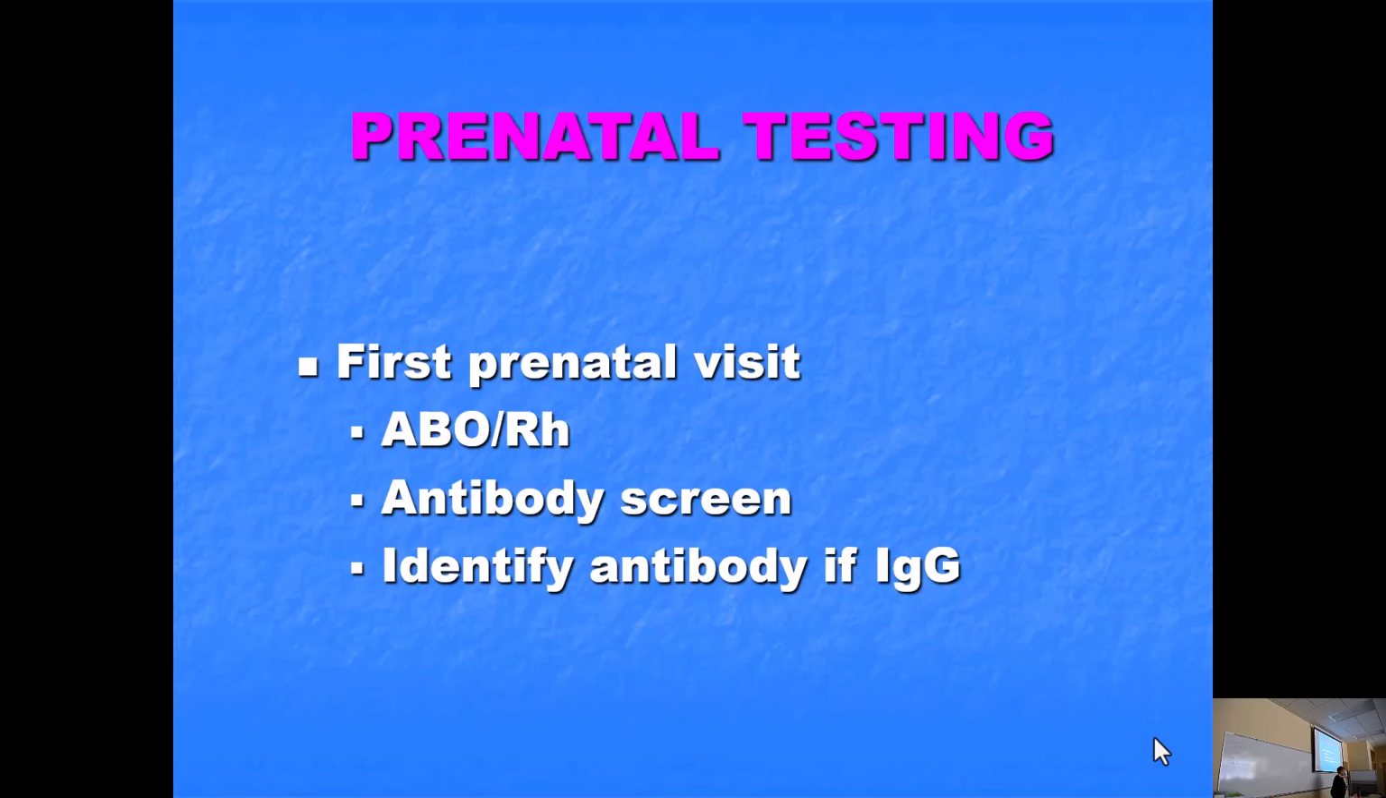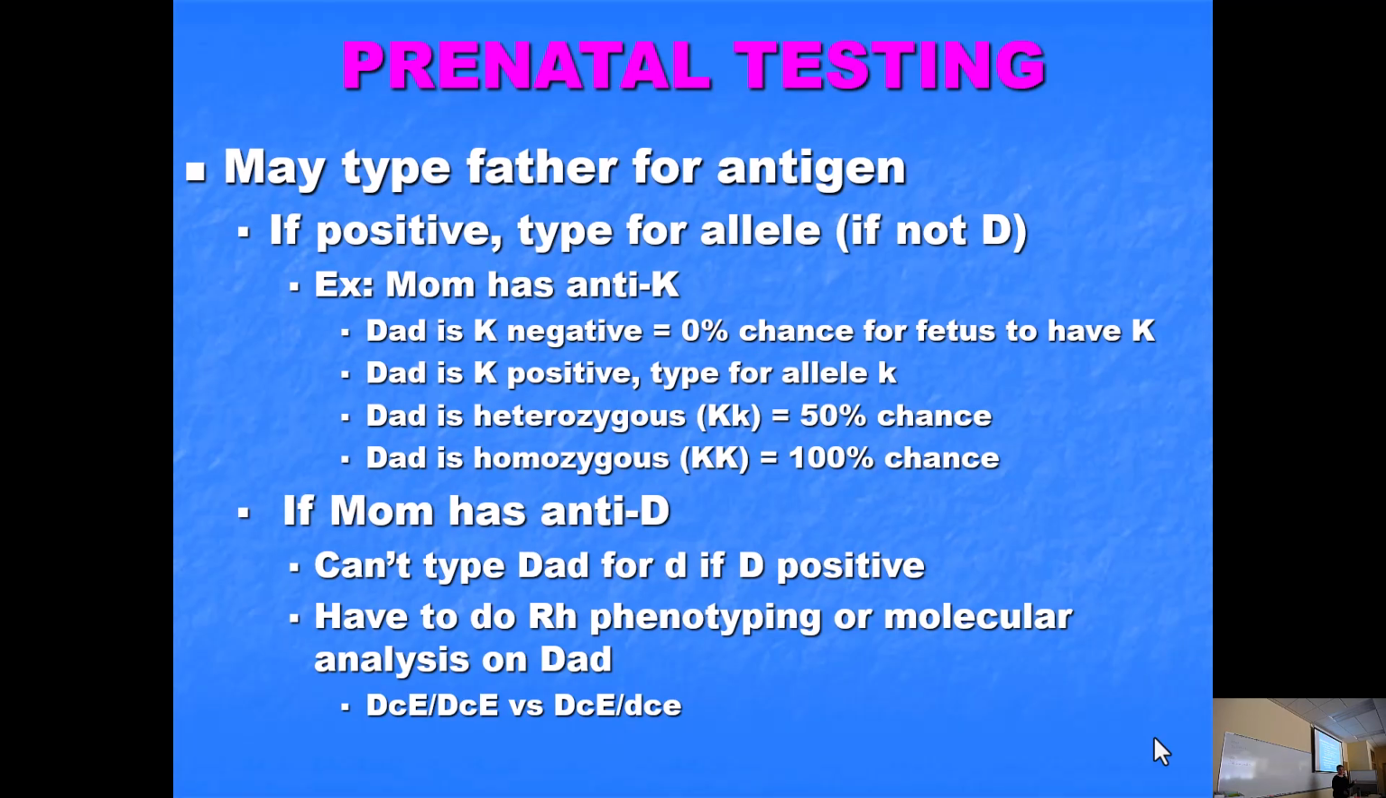So prenatal testing, what do we do? First visit, I talked about this from day one. First visit, they're going to do an ABO-RH and an antibody screen. Fingers crossed, it all looks good, your screen is negative, and we're not going to have to worry about it during the rest of the pregnancy. If your antibody screen is positive, they have to identify it if it's an IgG. Because we need to know what's going on. What antibody is that? Because that IgG can cross the placenta.